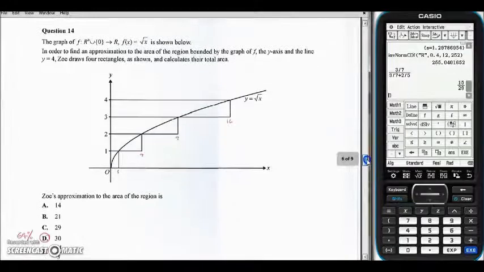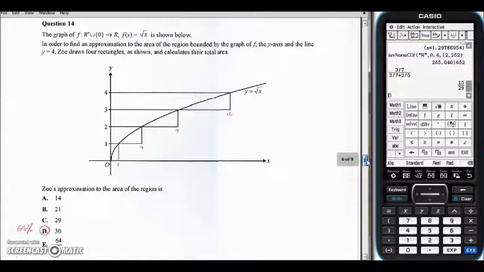Alright, question 14. This time we are finding the approximation for an area bounded by f, the y-axis, and the line y equals 4, which is a strange sort of area. So it's not too hard to work this out though. If we want an approximation to the area, we just need the area of each of these four rectangles. To get the length of each rectangle, we'd need to know the x coordinate at each of these points.